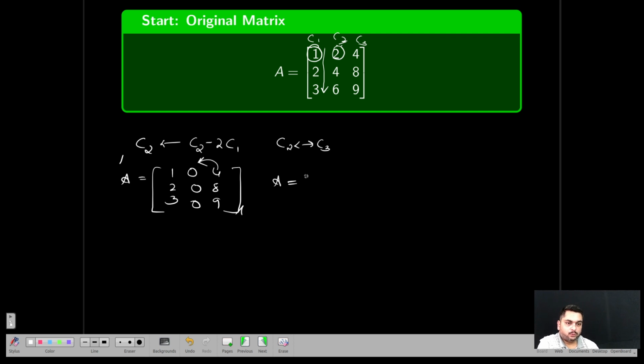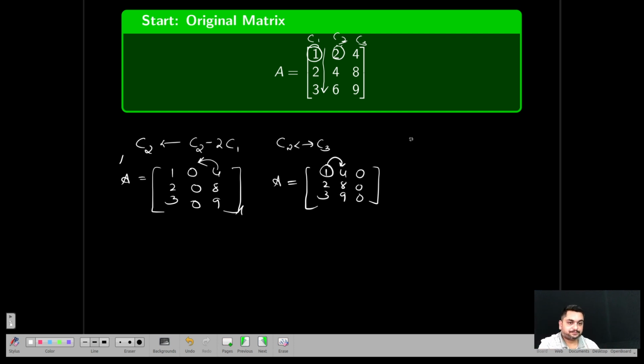A is equal to 1, 2, 3. Then it becomes 4, 8, 9, 0, 0, 0. Now this element to the right of the pivot element should be 0. How will you make it 0?